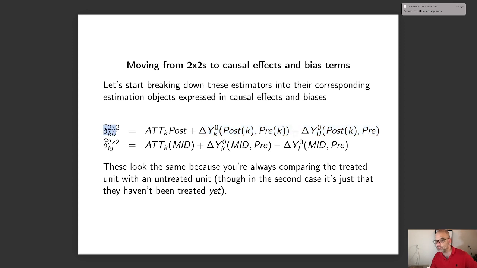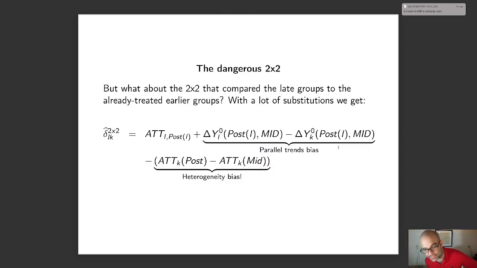So this is the 2x2 of the treatment group compared to an untreated group. And then I get the 2x2 for the treatment group compared to the not yet treated. So I got an ATT for the post, I got an ATT for the mid, and I got a parallel trends bias term there. And then I get this one.